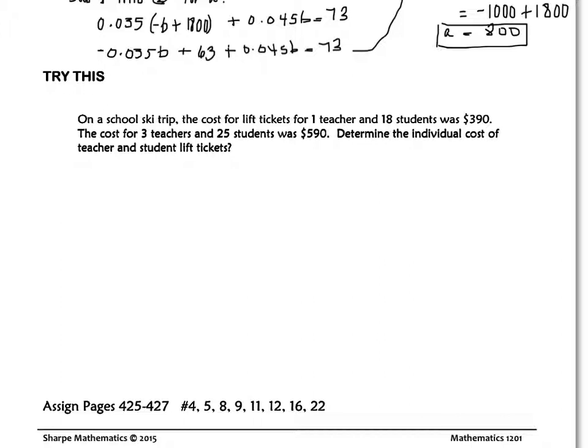So we're going to let T be the cost, that's what we're looking for, of the teacher lift ticket. And I'm going to use P for pupil because sometimes people think the S is a 5 and it gets confusing, so I'm going to use P equal to the cost of a student lift ticket.